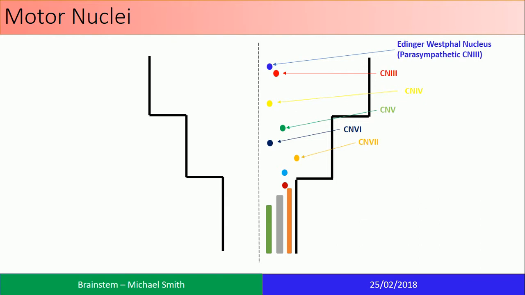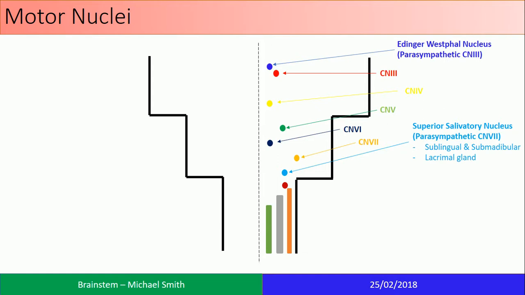Cranial nerve 7, however, is one of our parasympathetic nuclei, so that means that it's going to have a second nucleus. And this is here our superior salivatory nucleus. And our superior salivatory nucleus is the parasympathetic part of 7, and it causes salivation from our sublingual and submandibular glands, and it causes tears from our lacrimal gland.